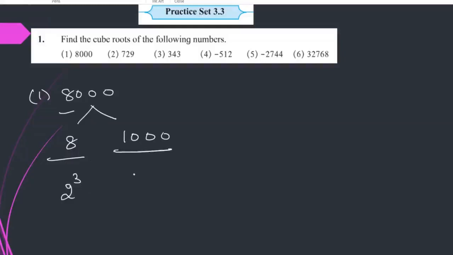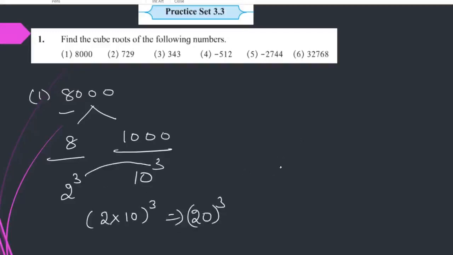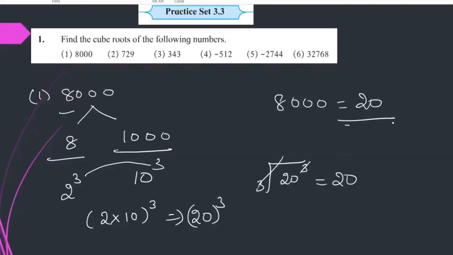1,000 is a perfect cube of what number? 10. 10 cube is nothing but 1,000. So here, what you want to do? You want to multiply this number. 2 into 10, the powers are same. So shall I write outside? So what is the answer? 2 tens are 20 power 3. So it is nothing but the cube root of 20 cubed. Okay. So what will be the answer? It will get cancelled. The answer is 20. So 8,000, the perfect cube number is what? 20 is the answer.